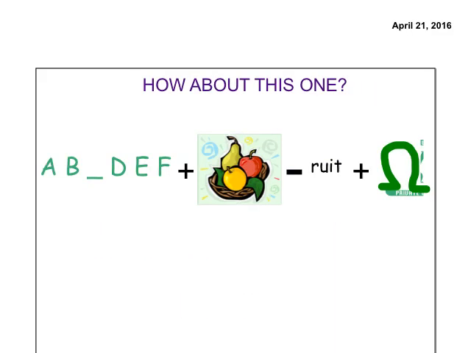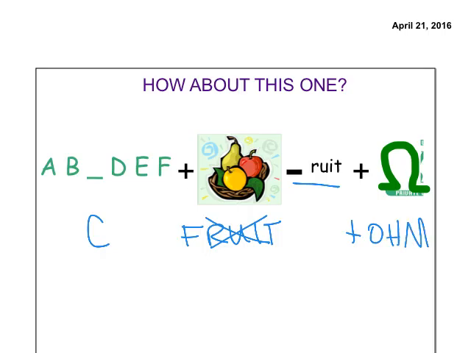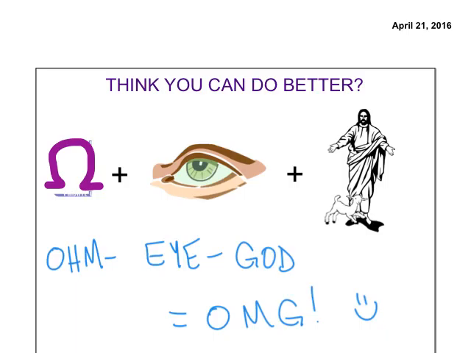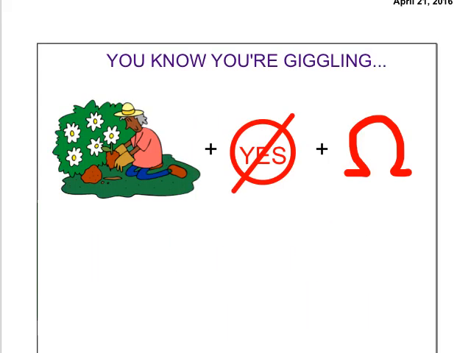Next, we see that the letter C is missing. This is a bowl of fruit, but I'm going to subtract the RUIT part, and then I have an ohm. So look, it's C-foam. It's seafoam. Hilarious. Try this one. I know you secretly want to giggle. And then finally, our last one. Pause. Did you get it?